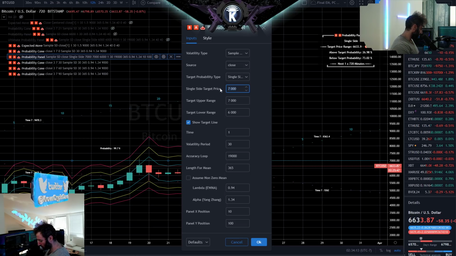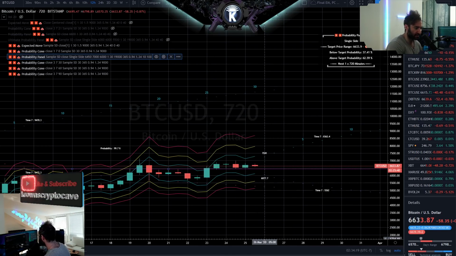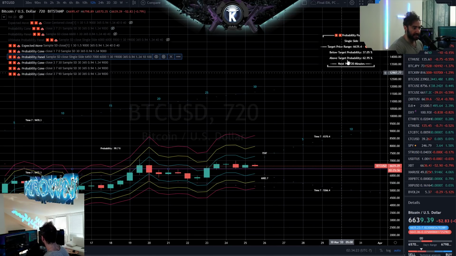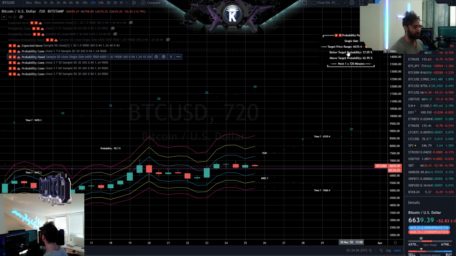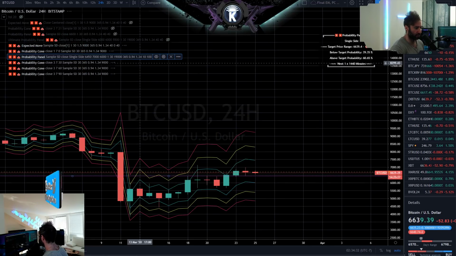Let's see. To the downside, we need what? 6450. Let's see what 6450 brings us. And then we should look at the daily as well. 6450 to the downside, giving us a 37% probability. So it's a little bit more likely that we actually do initiate the downside from this region. I want to check this probability out on the daily as well.